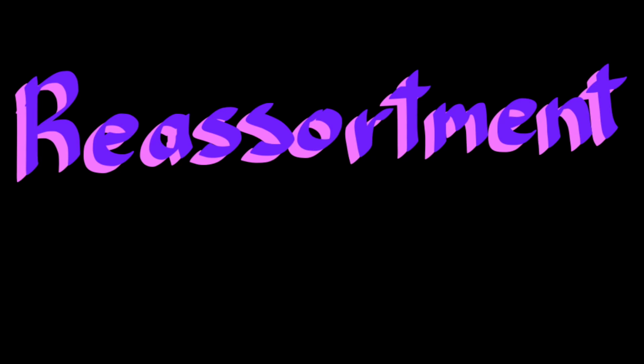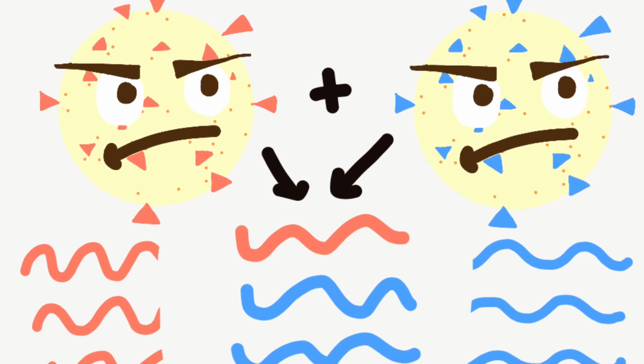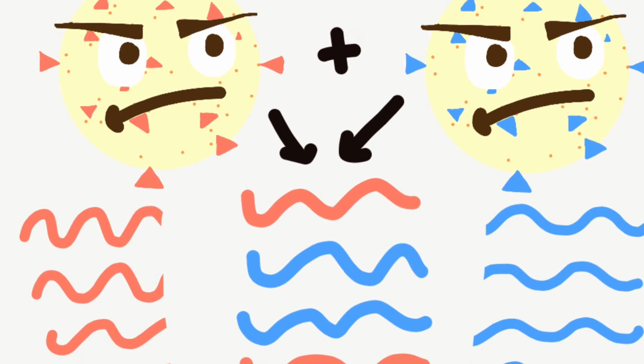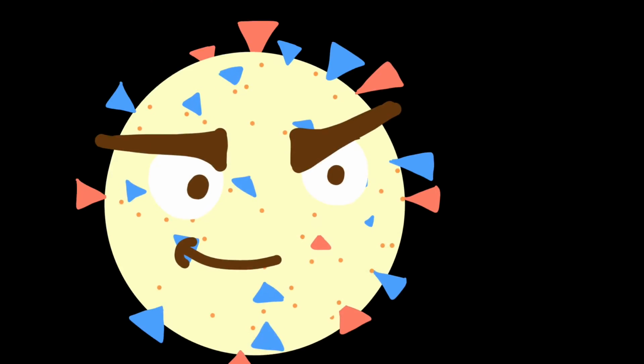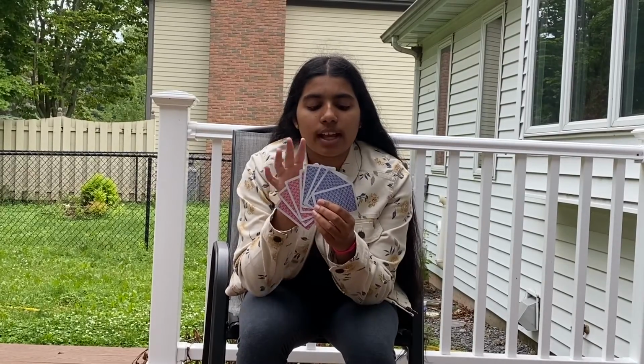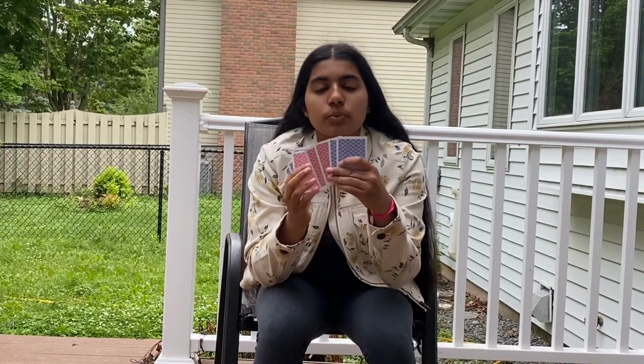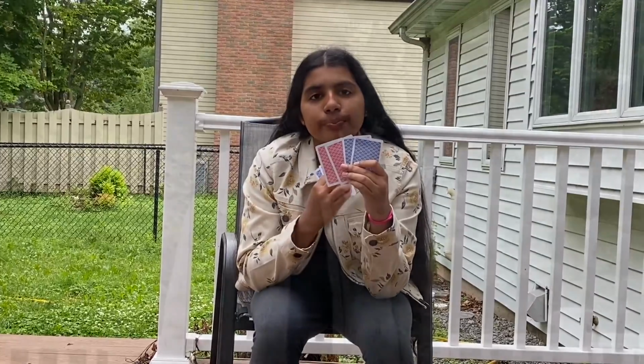Reassortment requires two viruses with multi-stranded genomes to infect the same cell. Then, a few strands from each cell will be selected and put into the new virus's genome. This would be like taking the 4 strands of RNA from virus 1 and the 4 strands of RNA from virus 2 and shuffling it together. Then taking the top 4 cards, and this would be the new virus's genome.